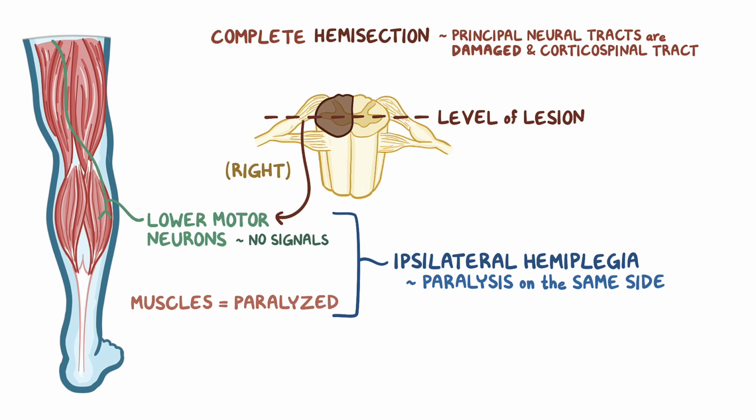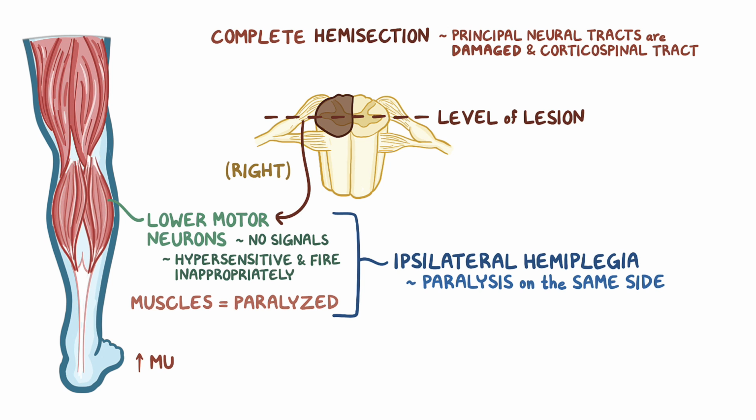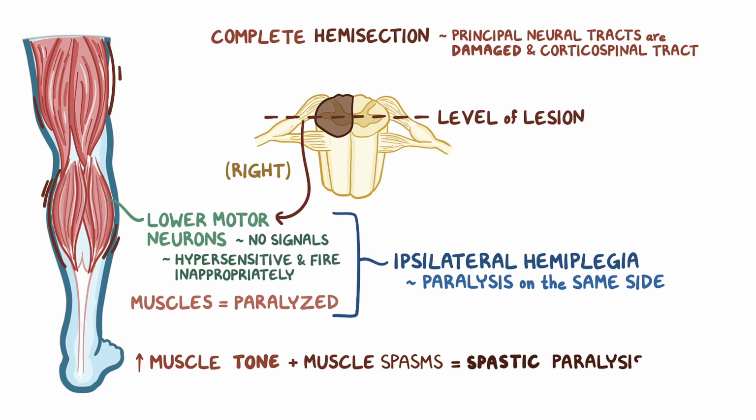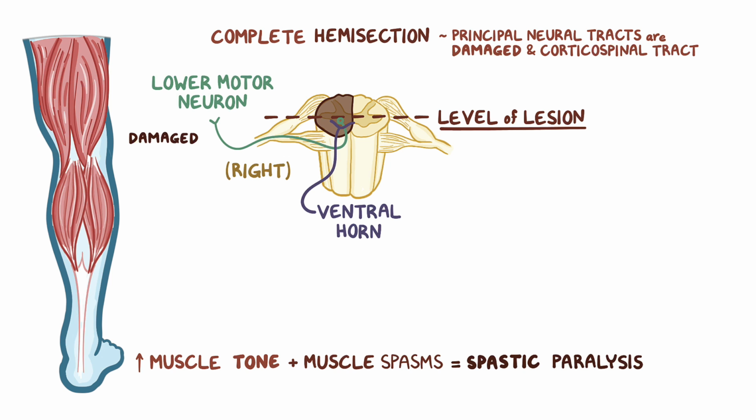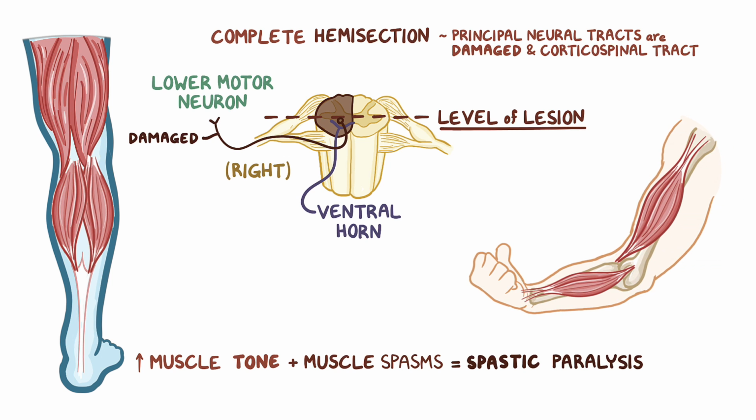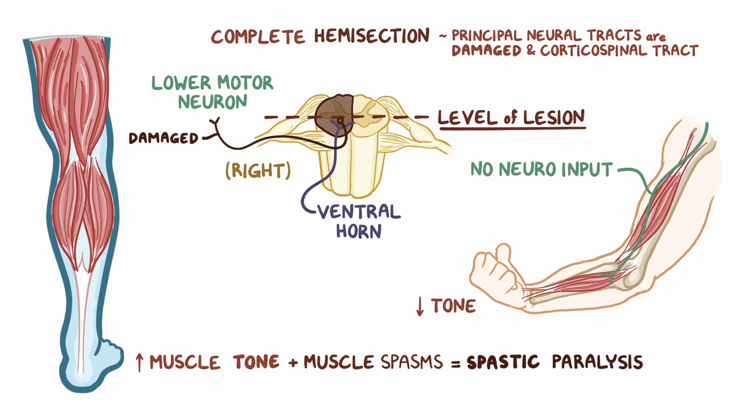Interestingly, these neurons become so starved for stimulation, they become hypersensitive and start firing inappropriately, causing increased muscle tone and muscle spasms. So we call this spastic paralysis. Meanwhile, at the level of the lesion, the lower motor neuron of the right ventral horn will also be damaged. This means that the muscles innervated by these lower motor neurons, like those in the arms, will not receive any neuro input at all. So they go limp and decrease in tone, which is called flaccid paralysis.